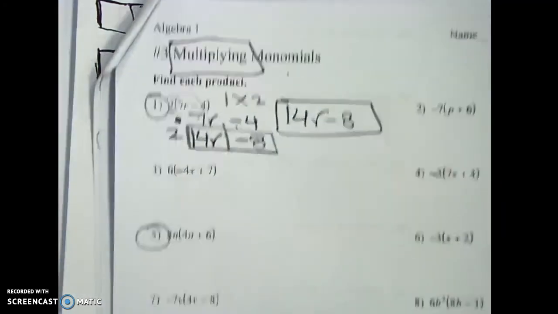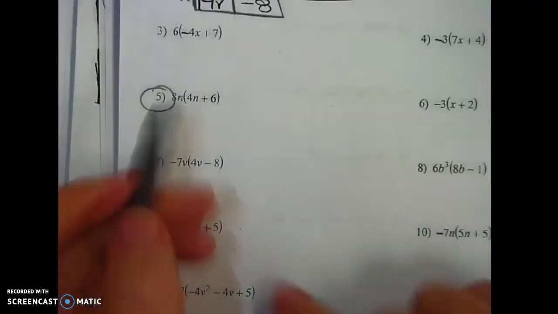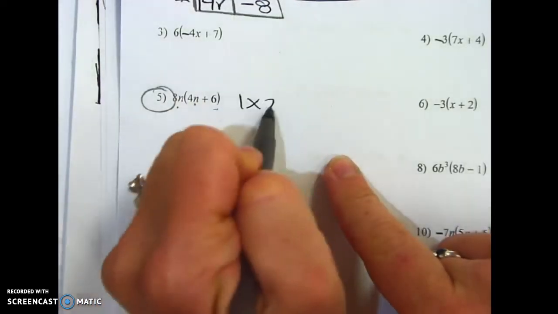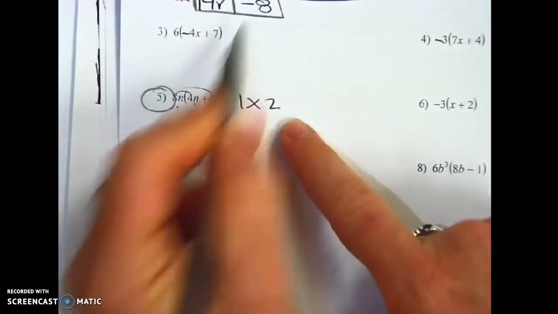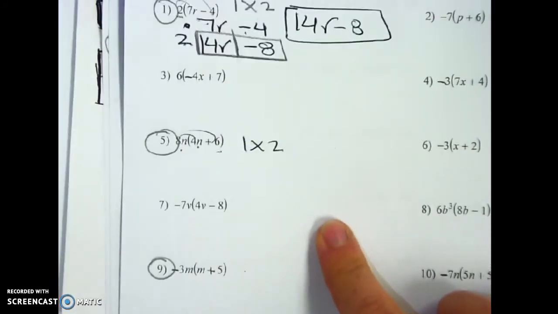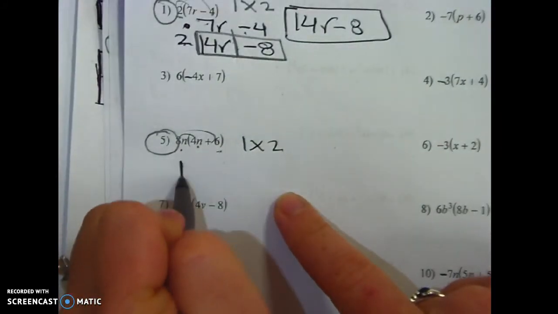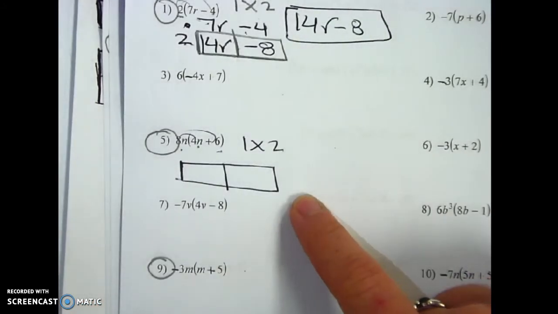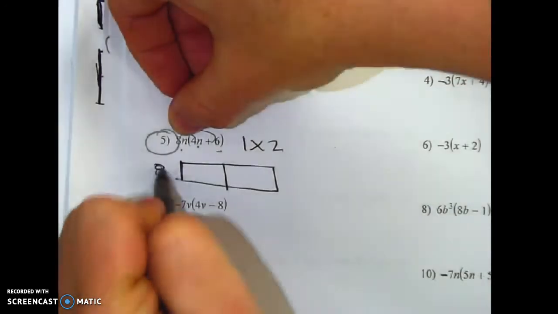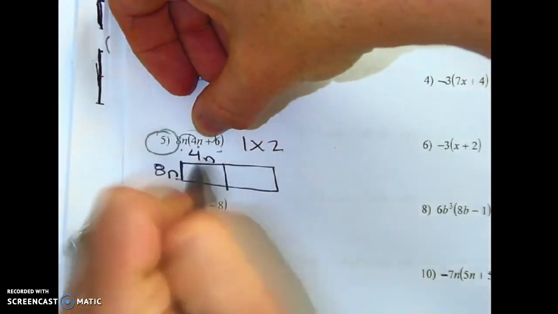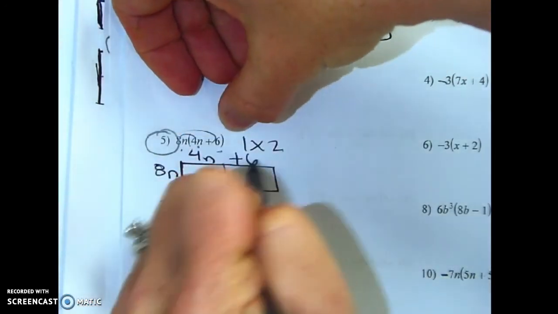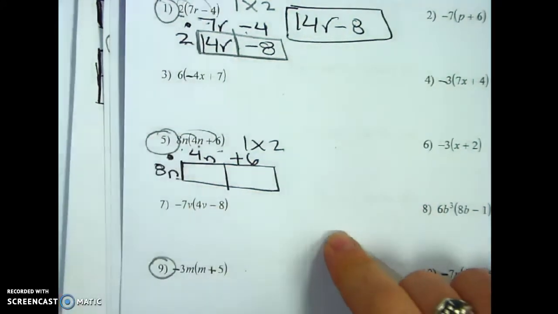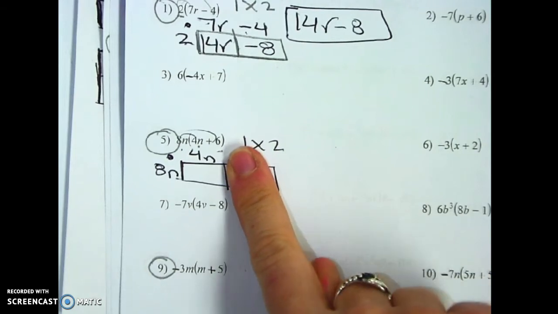Let's try another one. Let's come down here. The dimension for this one is a 1 by 2, so I'm going to write that down no matter if I do this method or if I do, I'm calling it the box method. Okay, so I'm going to go 1 high, 2 across. The 1 goes on the outside, and the 4n goes in the first box, and the positive 6 goes in the second box. What am I going to do? I'm going to multiply.